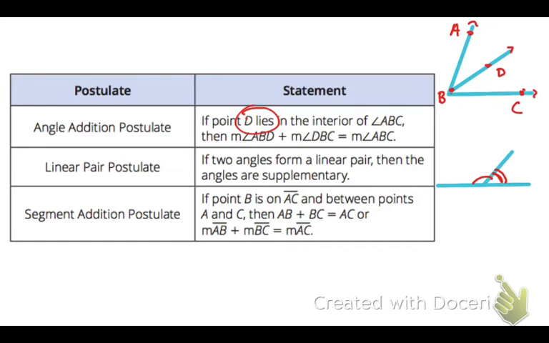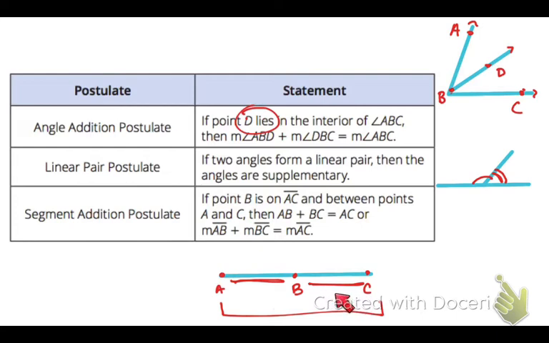And now the segment addition postulate. They're saying if point B is on AC, so we're going to write this one down here, if point B is on AC and between points A and C, then AB plus BC is equal to all of AC. Or you can talk about the measurement of line segment AB plus BC is equal to the whole thing. That's what they're saying here.